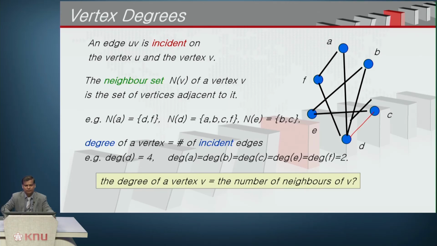So the question is: is the degree of a vertex V equal to the number of neighbors of V? Well, for a multigraph it's no, so there are a lot of proofs that we have to develop. For a simple graph, yes, it is.